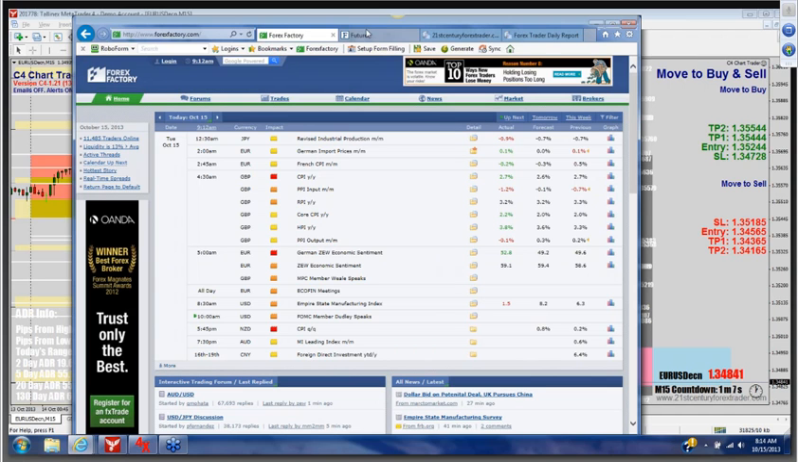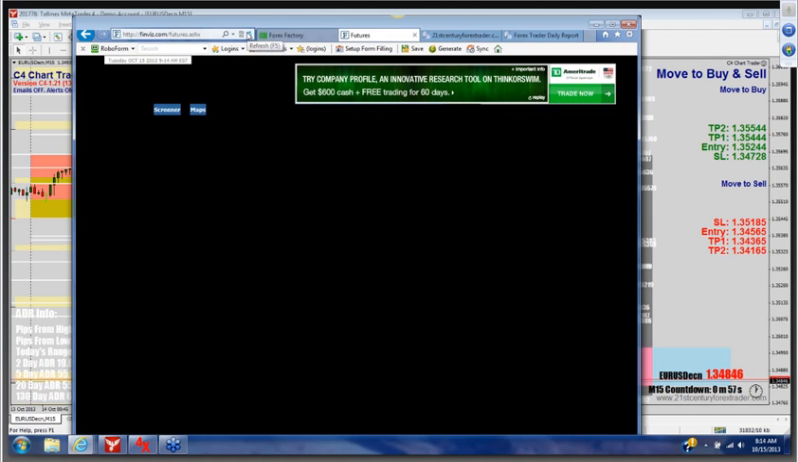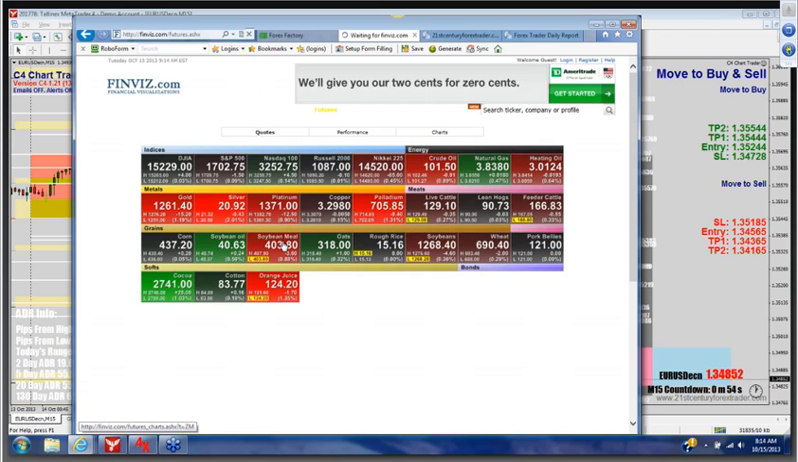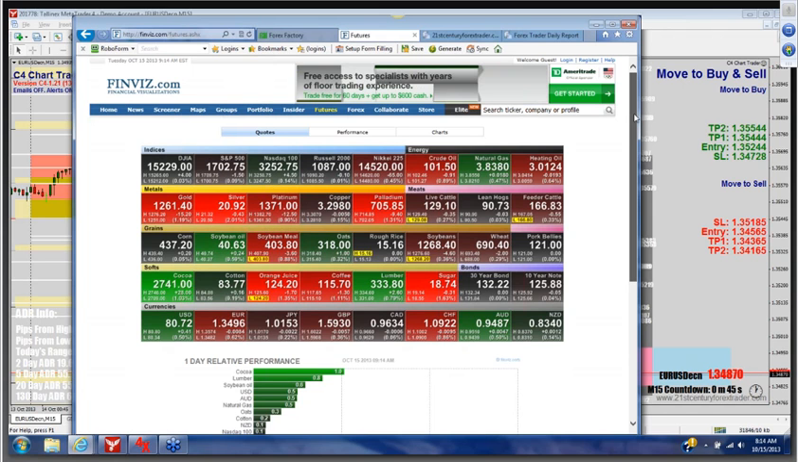And then the last thing we're going to have a look at here is the futures market. And we always have a look over here at finviz.com. All kinds of glitches today. Have a look here at finviz.com/futures, and this gives us a heads-up dashboard on what's going on in the futures market.